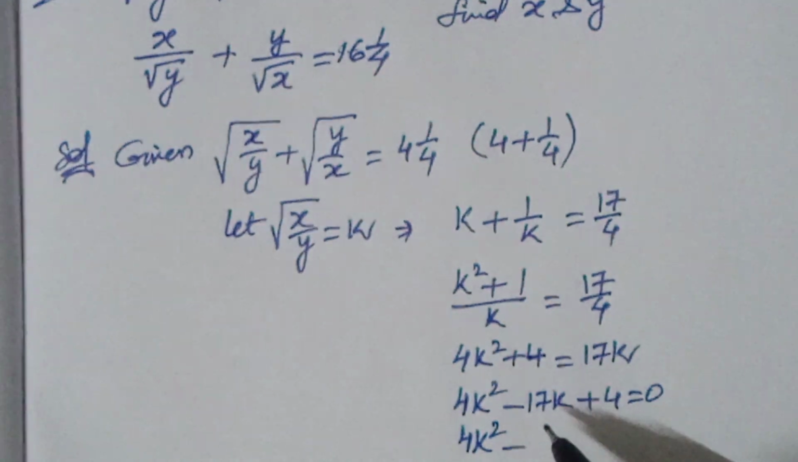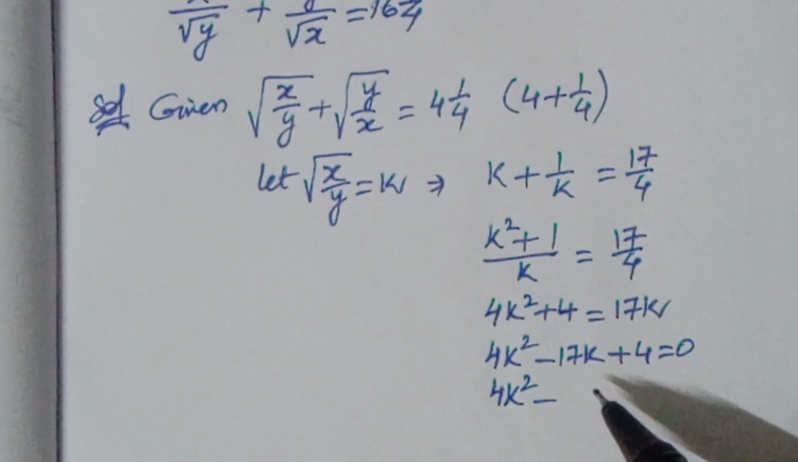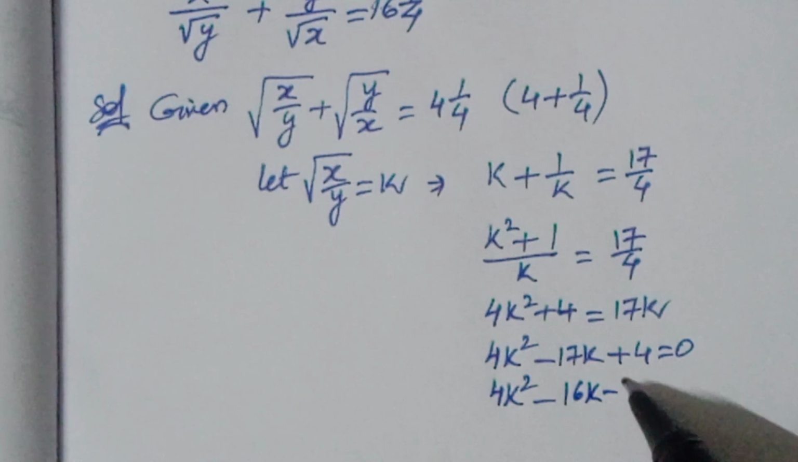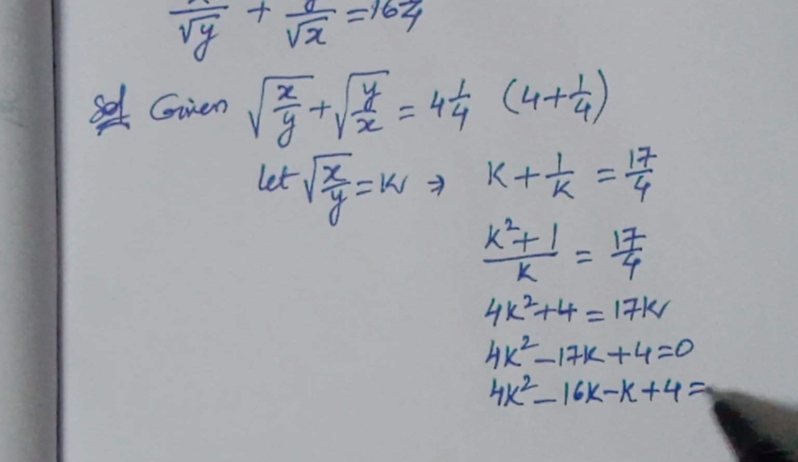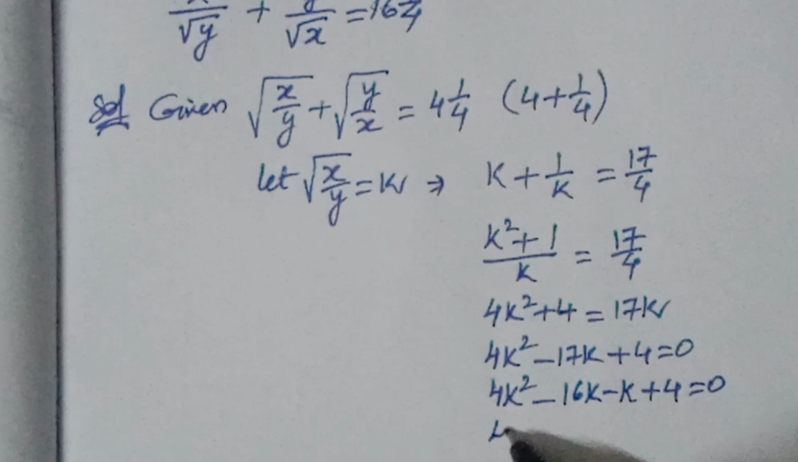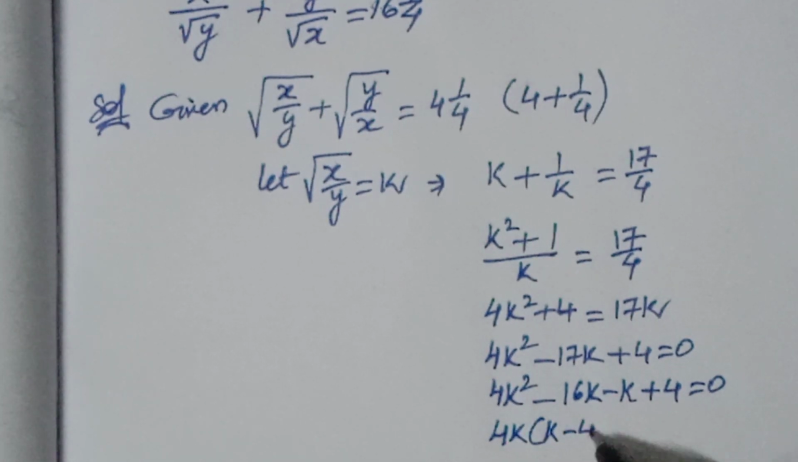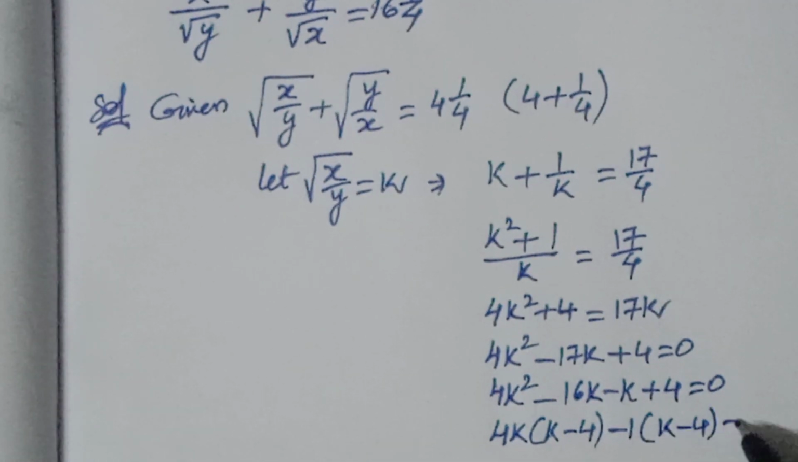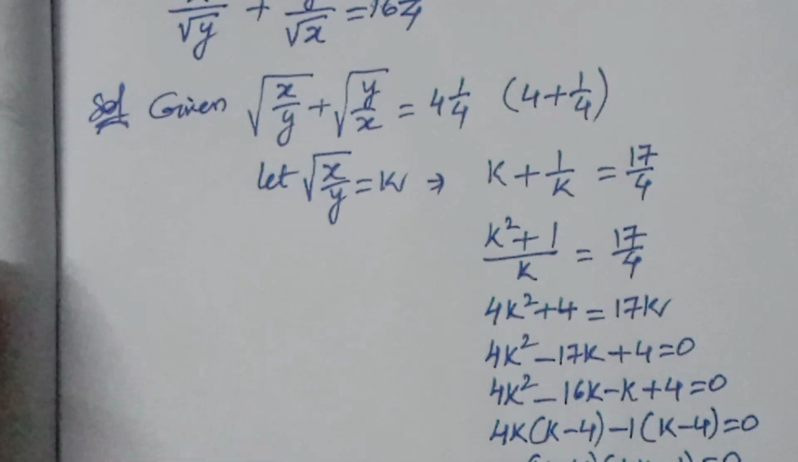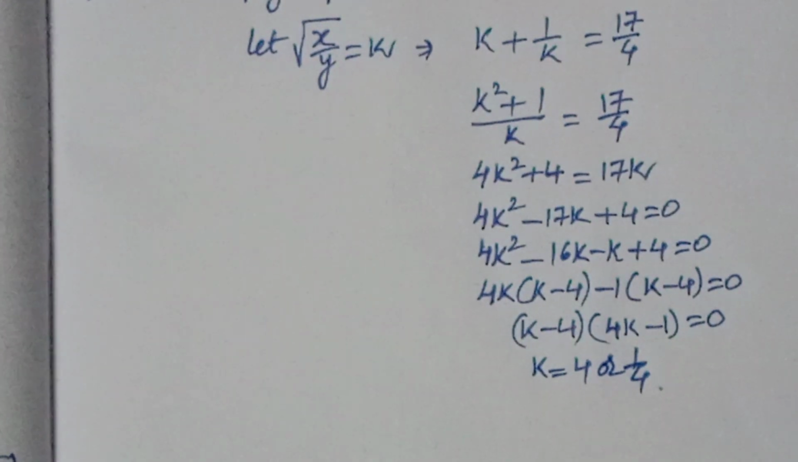4k square minus 16k minus k plus 4 equals 0. So 4k into k minus 4, minus 1 into k minus 4, equals 0. So k minus 4 into 4k minus 1 is equal to 0. k is equal to 4 or 1 by 4. So this one we can do in a short way.